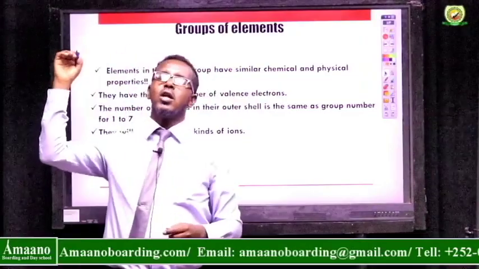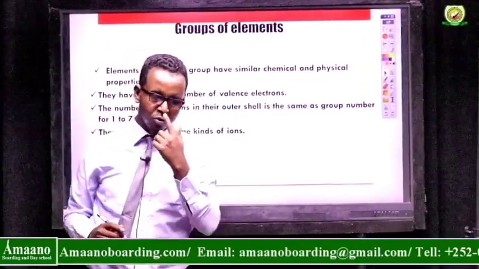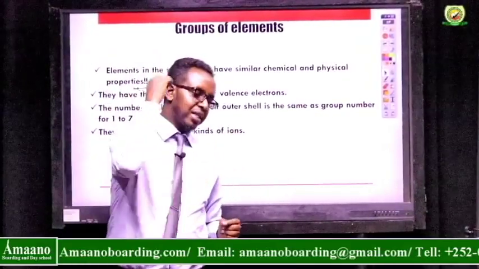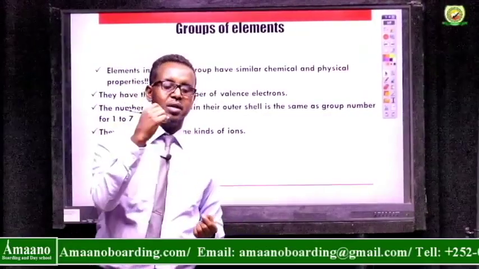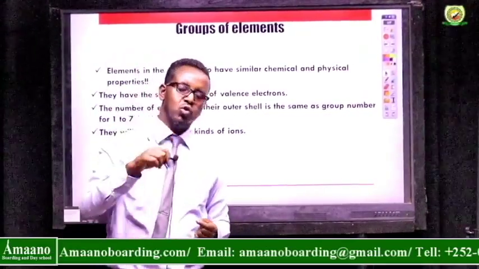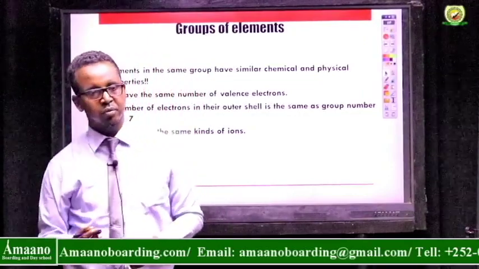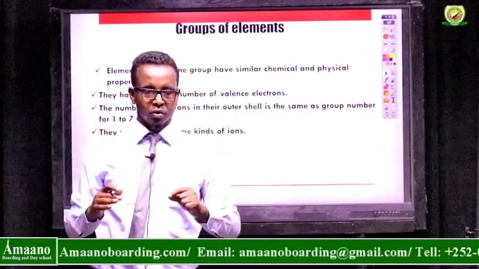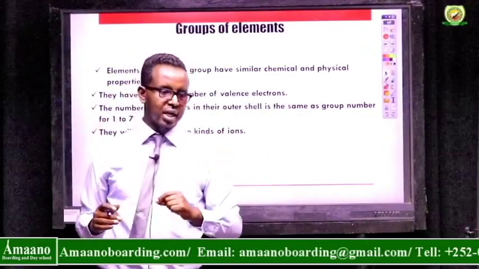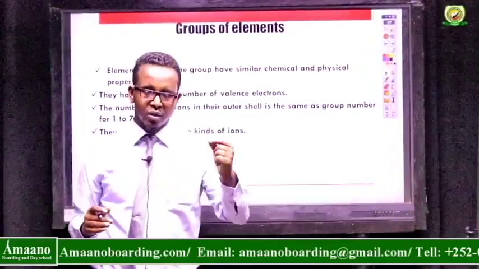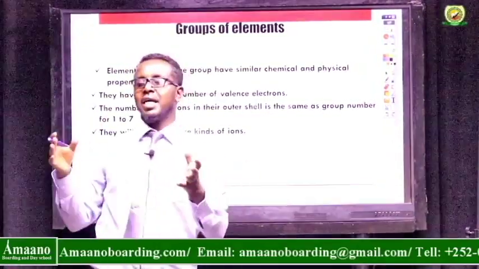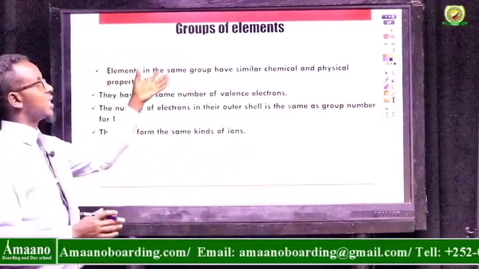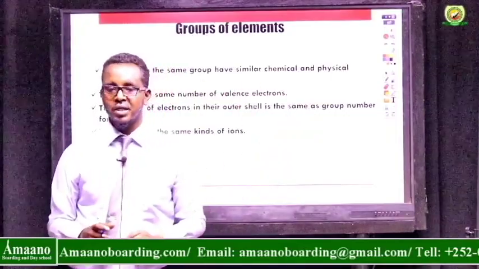For example, all elements in group 1 have similar physical and chemical properties, which means they have a similar color, melting point and boiling point, density, viscosity, taste. These are the physical properties. What about the chemical properties? It means they react in a similar way. For example, they can react with oxygen in a similar way. They can react with water in a similar way. They can react with halogens in a similar way. Even their structure is similar. So I can say all elements in the same group have similar physical and chemical properties.